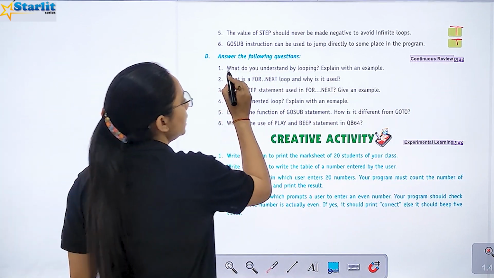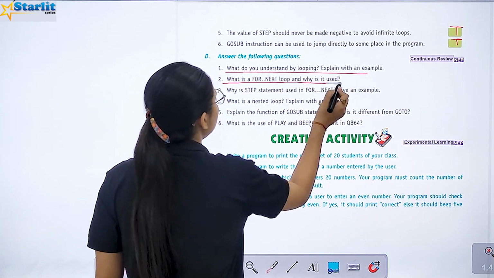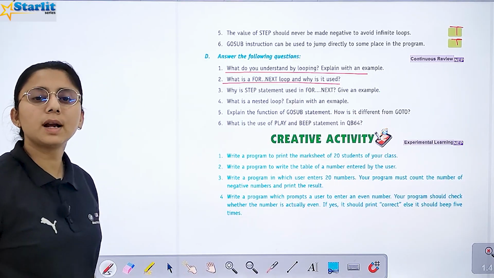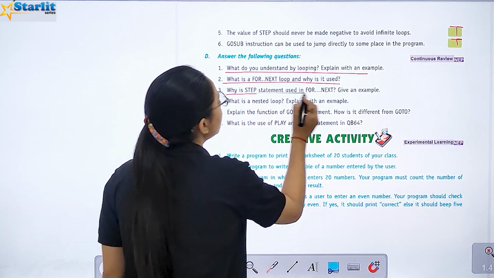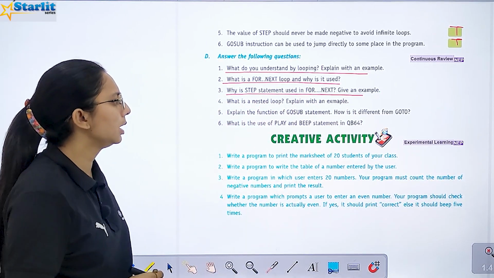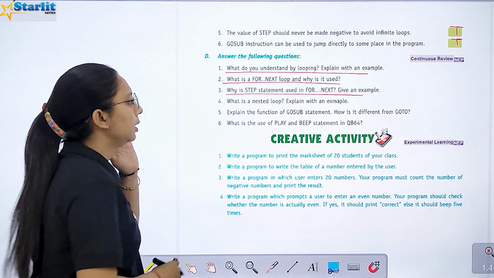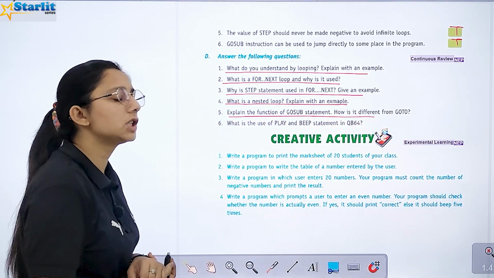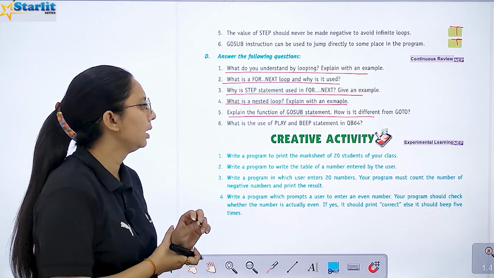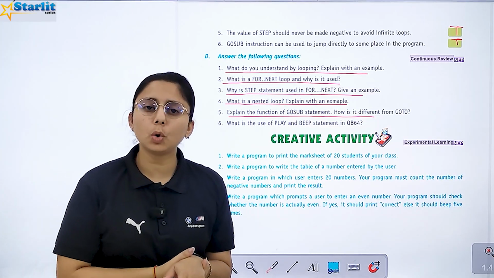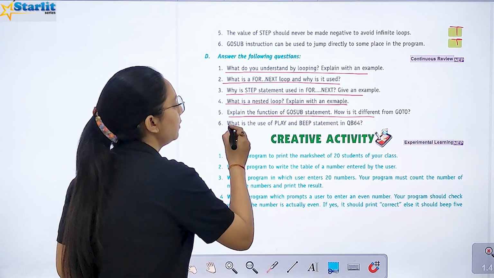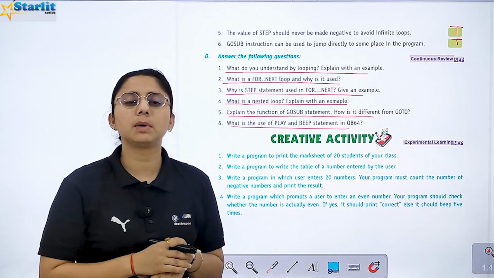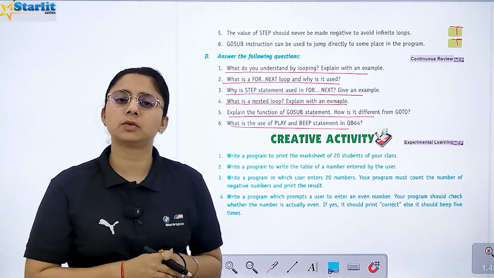Now question answers. What do you understand by looping? Explain with an example. What is for next loop and why is it used? Why is step statement used in for next? Give example. What is nested loop? Explain with an example. Explain the function of go sub statement. आपको function बताना है go sub statement का. And how does it differ from go to? And what is the use of play and beep statement in QB64?